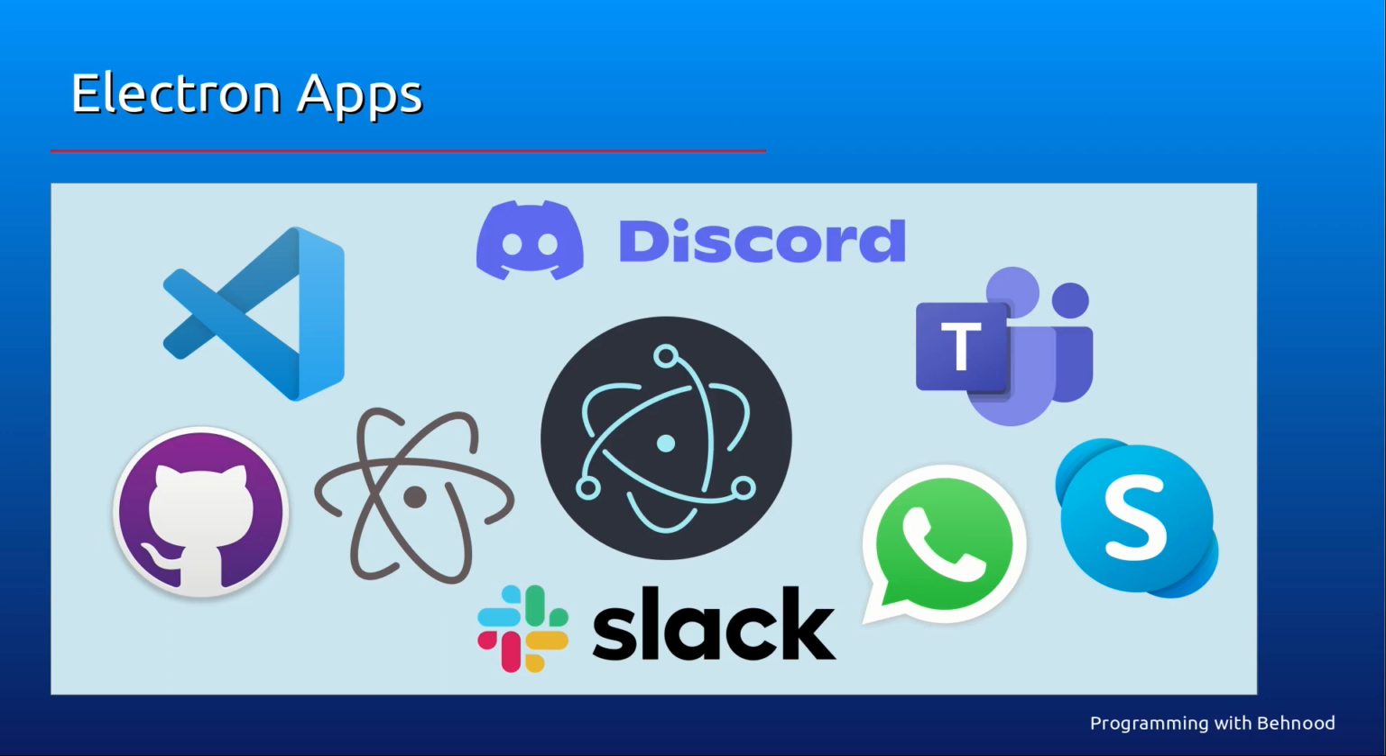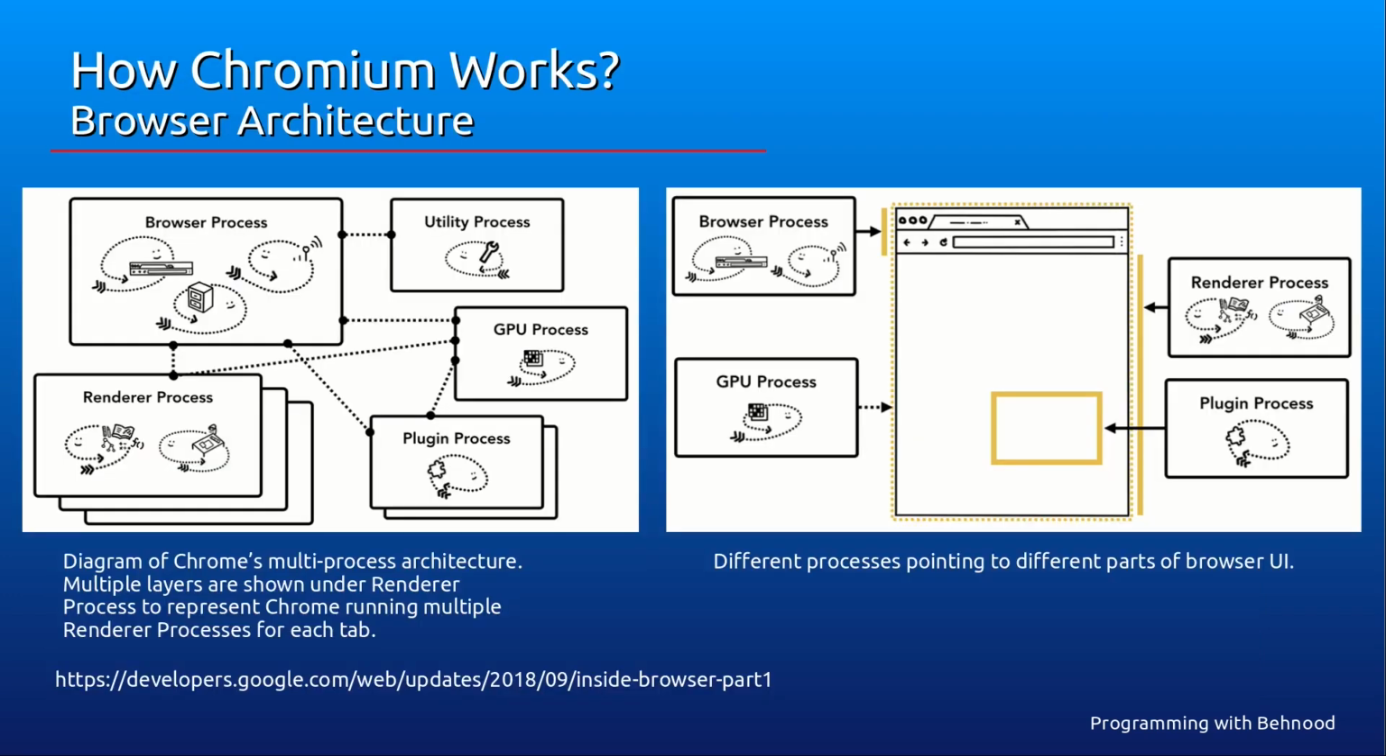Now, here's the thing. To understand how Electron works, first we need to understand how a modern browser works, and specifically how Chromium works, because Electron is based on Chromium. Okay, so this is the Chromium's recent architecture. This is the diagram of Chrome's multi-process architecture.